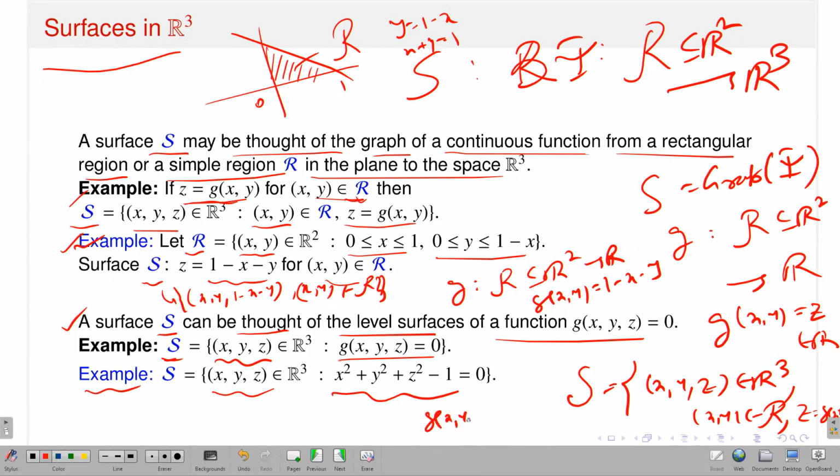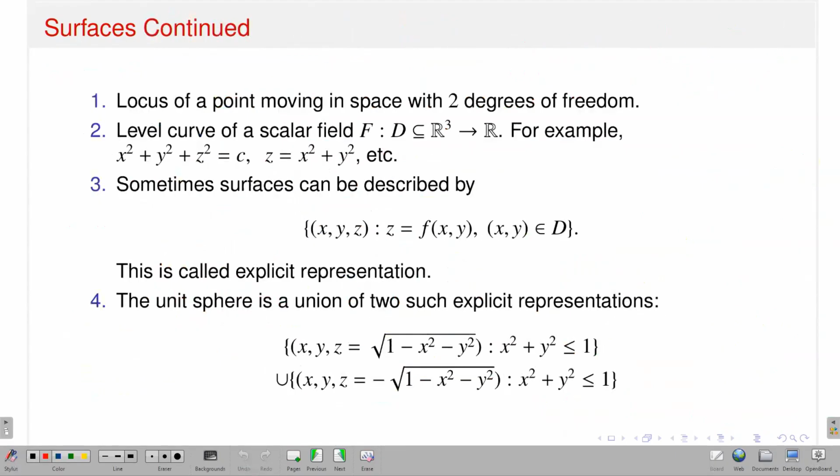So I am talking about g of x, y, z, which is nothing but x square plus y square plus z square minus 1. This is the function. If this is the case, then this is the corresponding level surface of the function g of x, y, z equal to 0. Therefore the surface S can be thought of as a level surface of the function g of x, y, z equal to 0, where g is a function and it's a scalar field. So these are the examples of surfaces.